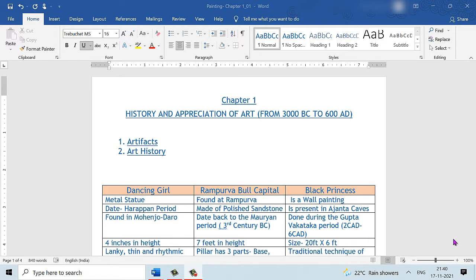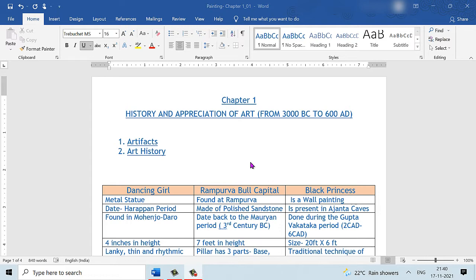This is chapter 1 from Painting Secondary Board. The chapter is History and Appreciation of Art from 3000 BC to 600 AD. This chapter can be divided into two logical parts. The first one is the study of artifacts, and the second part is the study of the history around these artifacts, like the dynasties that ruled around that time, the civilizations, etc.